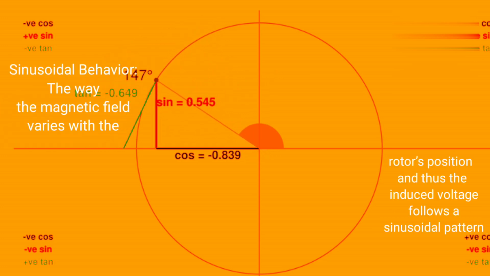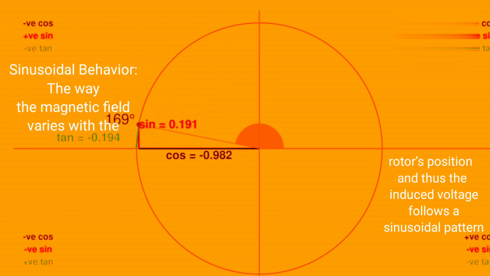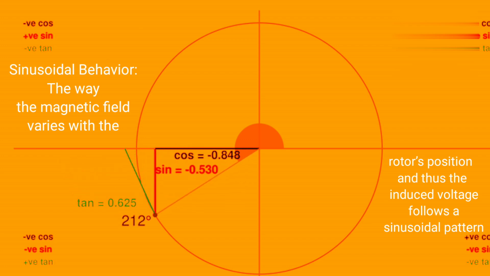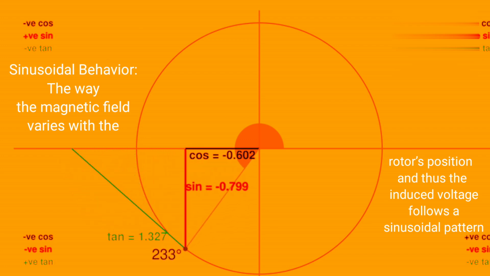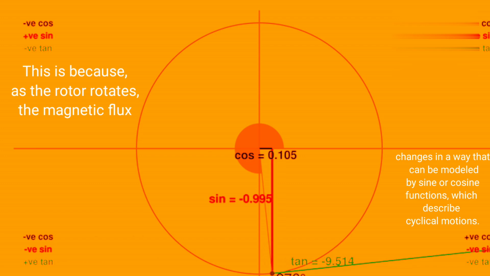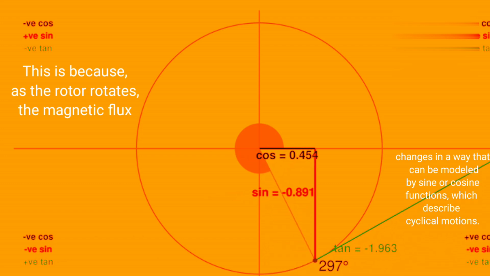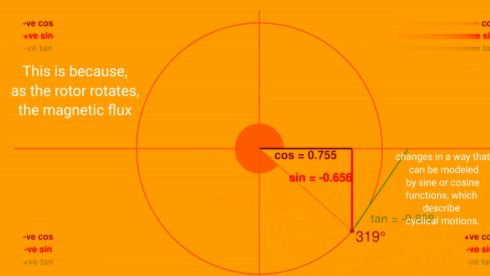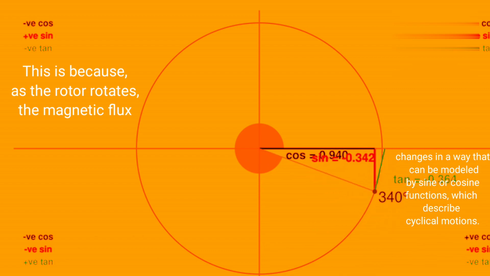Sinusoidal behavior. The way the magnetic field varies with the rotor's position, and thus the induced voltage, follows a sinusoidal pattern. This is because, as the rotor rotates, the magnetic flux changes in a way that can be modeled by sine or cosine functions, which describe cyclical motions.